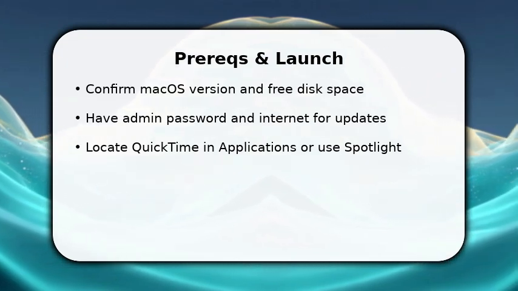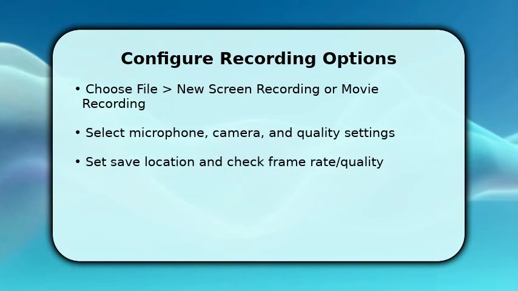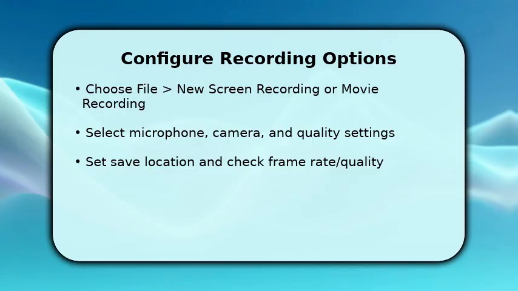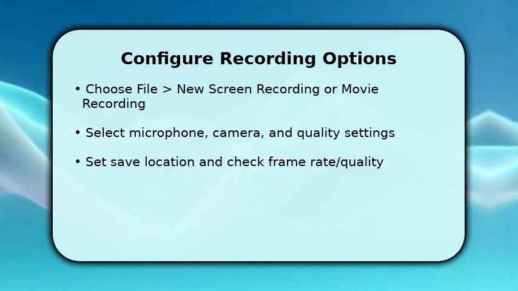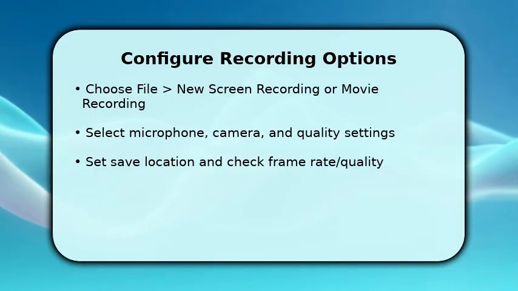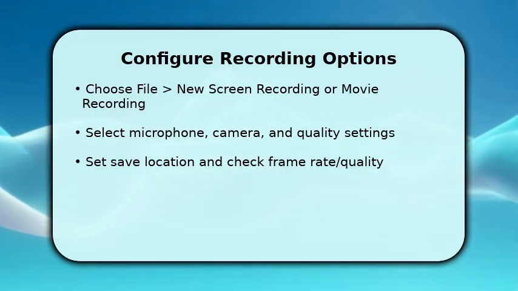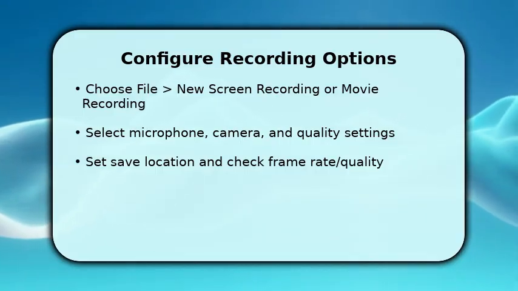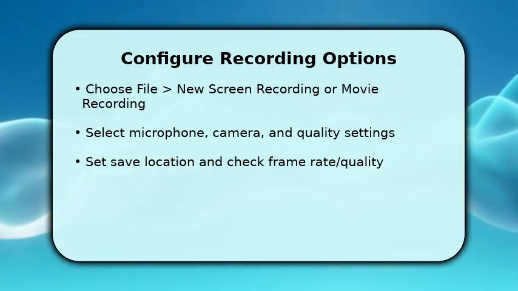Now, configure recording specifics so outputs match your goal. Select File, then New Screen Recording for tutorials or Movie Recording for webcam. Use the drop-down to pick your microphone and set quality. Higher quality equals larger files, so balance storage versus fidelity. If recording screen, choose full screen or drag to select an area. Enable mouse clicks if desired. Make sure to test audio levels briefly.